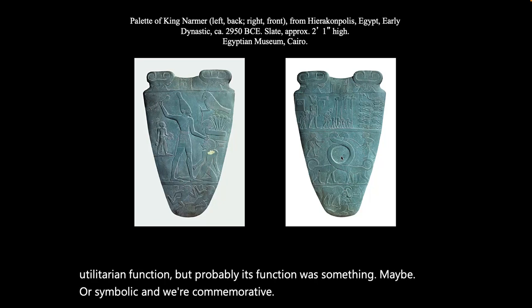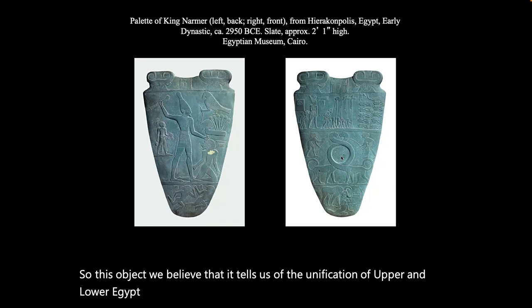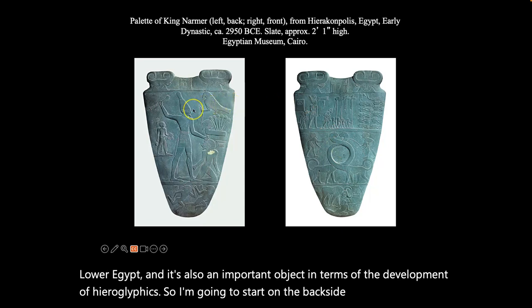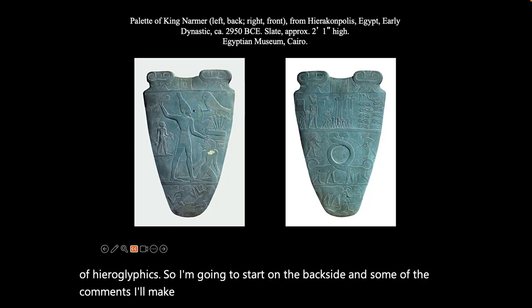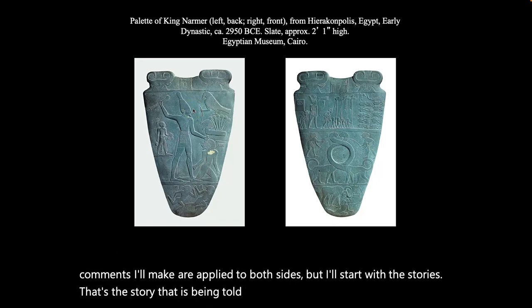So this object, we believe that it tells us of the unification of Upper and Lower Egypt, and it's also an important object in terms of the development of hieroglyphics. So I'm going to start on the back side, and some of the comments I'll make apply to both sides, but I'll start with the story that is being told, or what we know from the figures that we see. I'm going to start on the back.